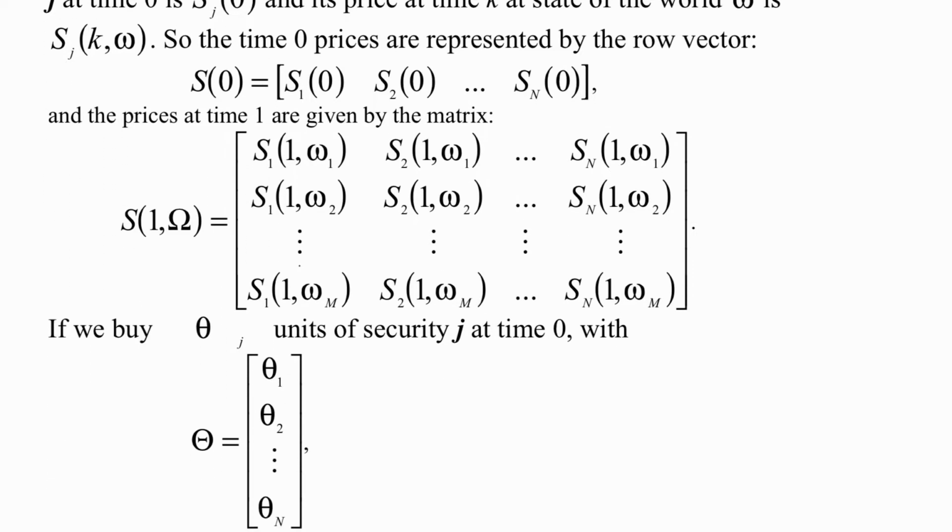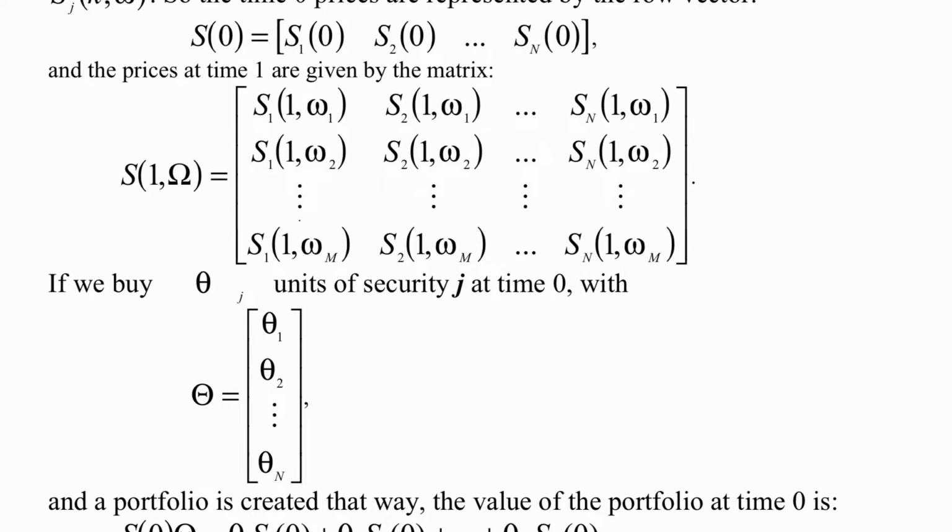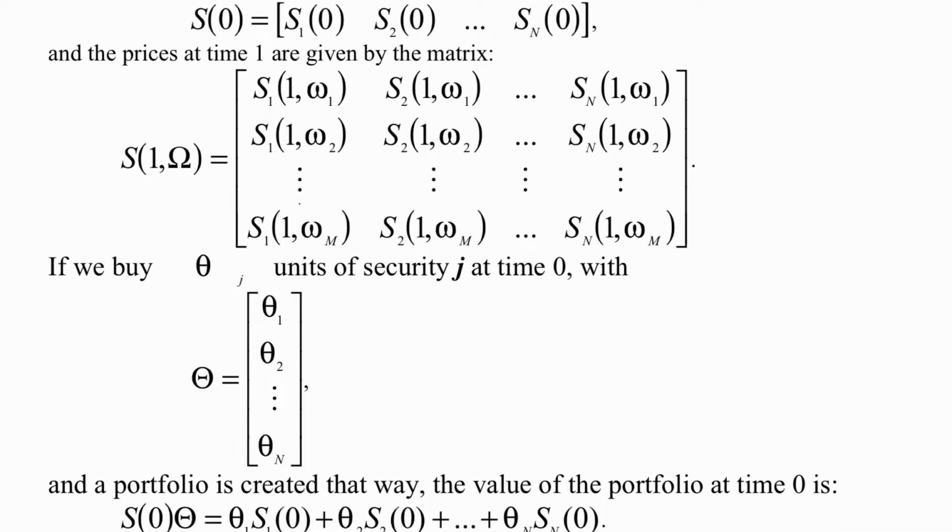And the prices at time 1 are given by this matrix, where you see that the first security at time 1, so S sub 1 of 1 and then something, depends on the state of the world. And the states of the world are omega 1, omega 2 through omega big M. As you can see, all of the securities have those prices that depend on which state of the world we're in.